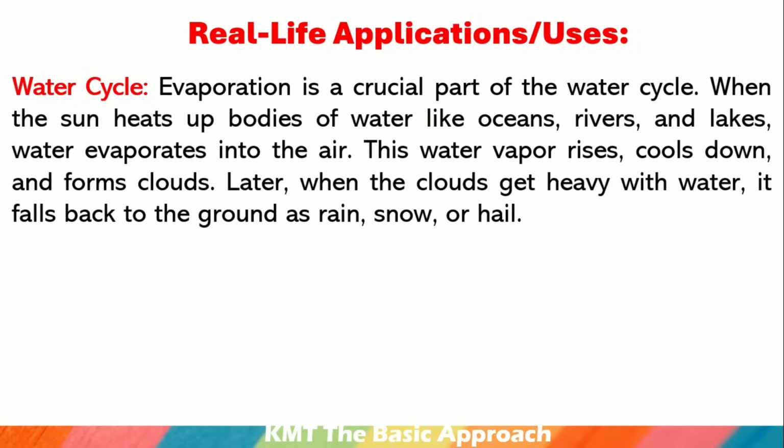Water cycle. Evaporation is a crucial part of the water cycle. When the sun heats up bodies of water like oceans, rivers, and lakes, water evaporates into the air. This water vapor rises, cools down, and forms clouds. Later, when the clouds get heavy with water, it falls back to the ground as rain, snow, or hail.